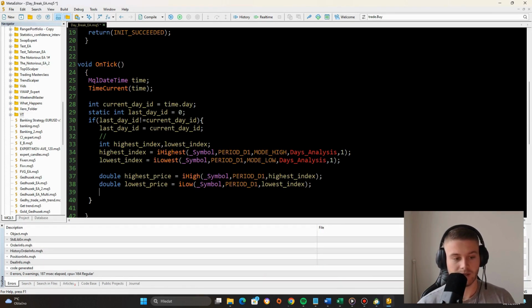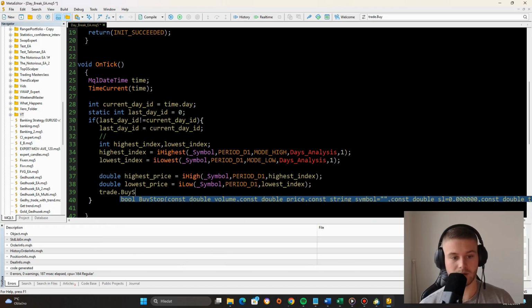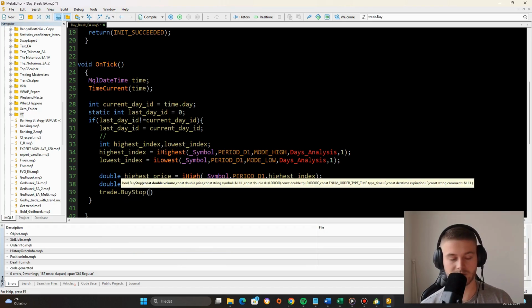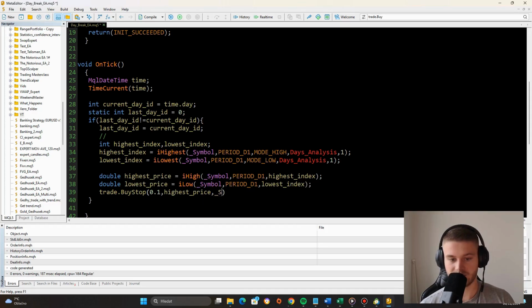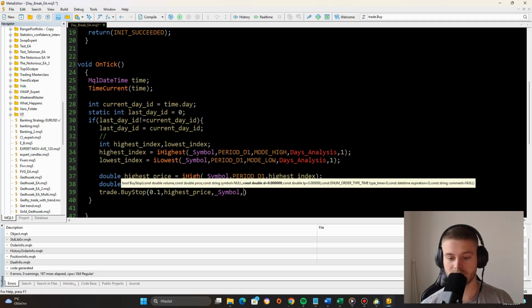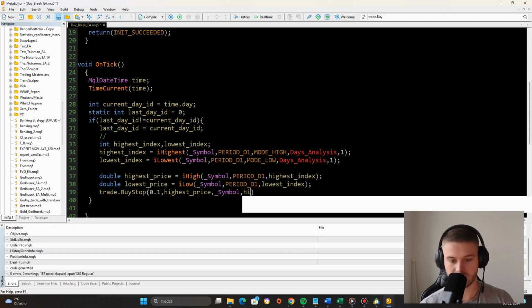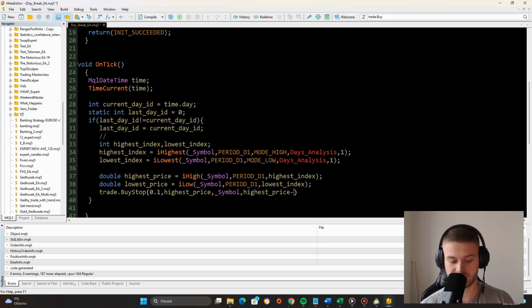So let's do it. So trade buy stop, volume. Let's not worry about volumes. Let's just set 0.1. Price is the highest price. Symbol is current symbol. Now stop loss. Okay, let's deal with the take profit and stop loss later. Let's just say highest price minus, I don't know, 500 points. Take profit will be highest price plus 500 points, just to keep the 1-to-1 ratio.